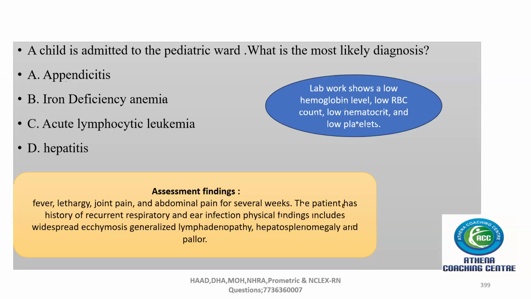So the answer is acute lymphocytic leukemia. Perfect. Acute lymphocytic leukemia is a kind of blood cancer. There are 4 kinds of leukemia: acute lymphocytic leukemia, chronic lymphocytic leukemia, acute myelocytic leukemia, and chronic myelocytic leukemia. Acute lymphocytic leukemia is the most common kind, basically found in pediatric patients or children. So what is leukemia? It is blood cancer. What happens here? WBC get excessively proliferated.